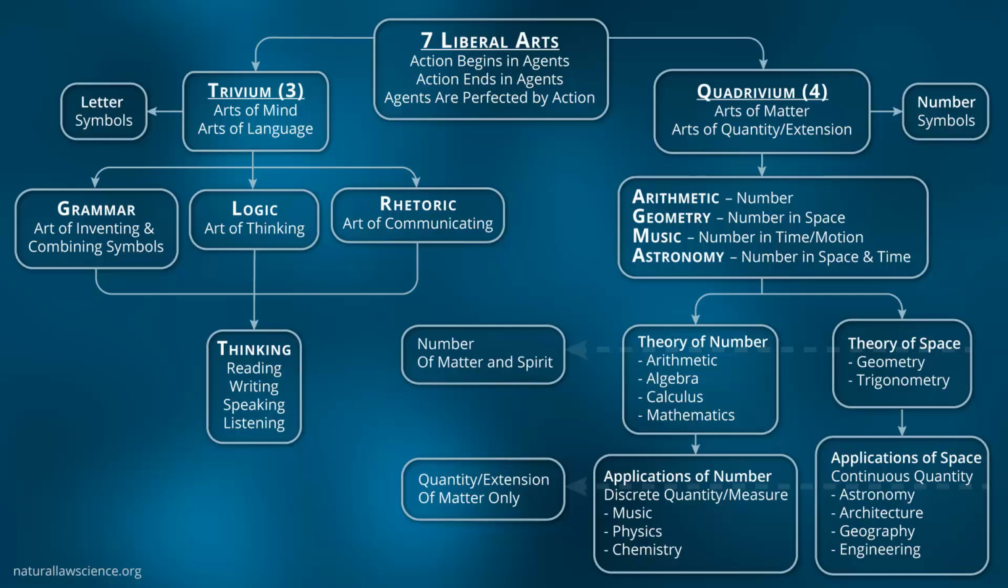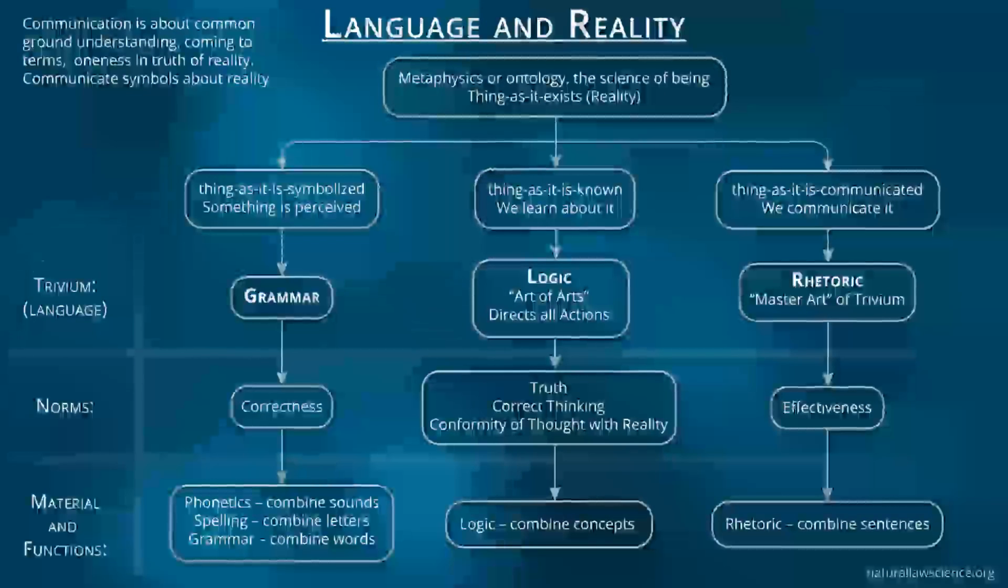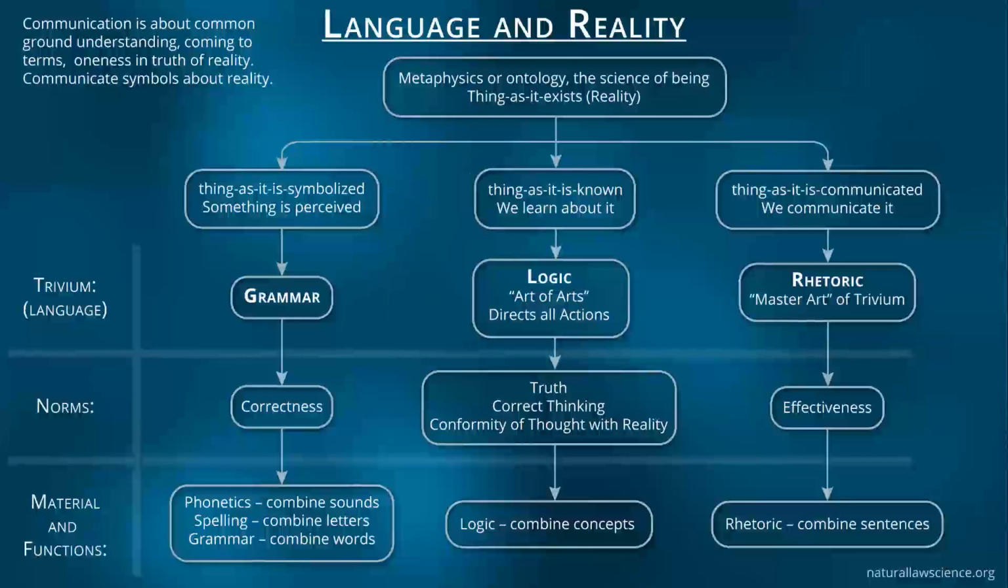Alright, so we'll move on to image 2. Now we're getting into language and reality. So communication is about common ground understanding, coming to terms, a oneness in truth of reality. You communicate symbols about reality. So we're not going to communicate in order to remain in conflict, in order to remain on different pages, on different levels of understanding. No, when we communicate, we want to get a common ground understanding. We want to get on the same page. We want to come to terms. We want to have a oneness of understanding the truth of reality.